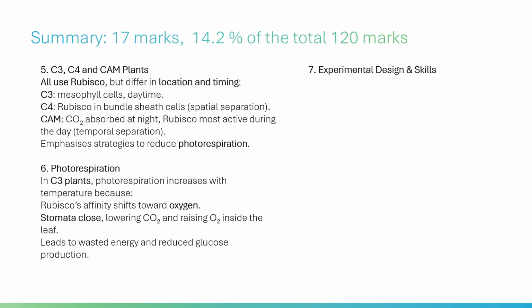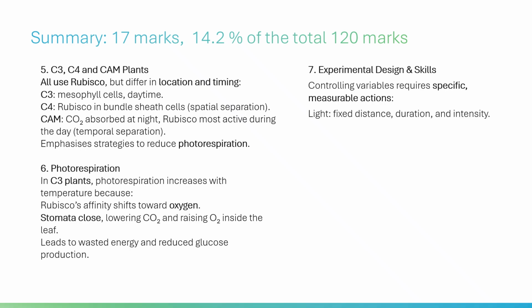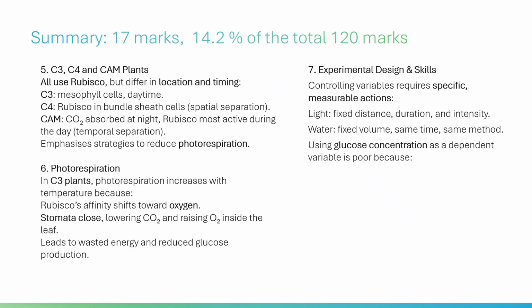7. Experimental design and skills. Controlling variables requires specific, measurable actions. Light: fixed distance, duration, and intensity. Water: fixed volume, same time, same method. Using glucose concentration as a dependent variable is poor because glucose is rapidly used or stored. Measuring it requires destructive sampling.